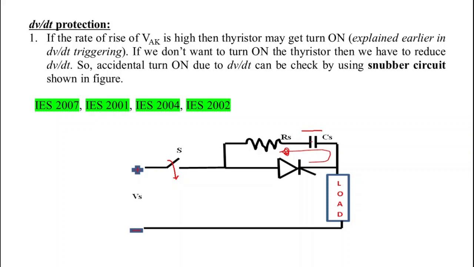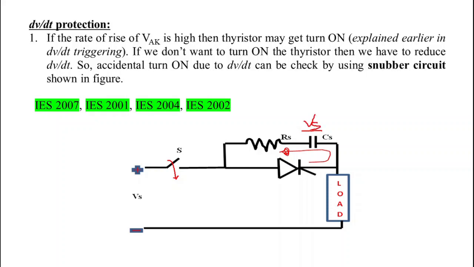And we know that this capacitor is placed in parallel with SCR. So due to short circuit, initially at t equals 0, the voltage drop across SCR will be 0. As time passes, voltage across capacitor builds up at a slow rate. Before SCR is fired with gate pulse, Cs is charged to full voltage Vs.